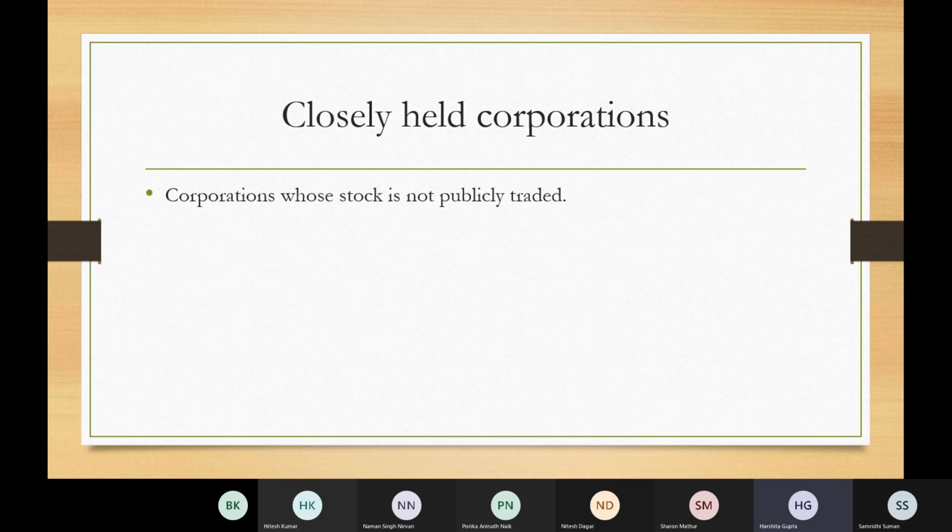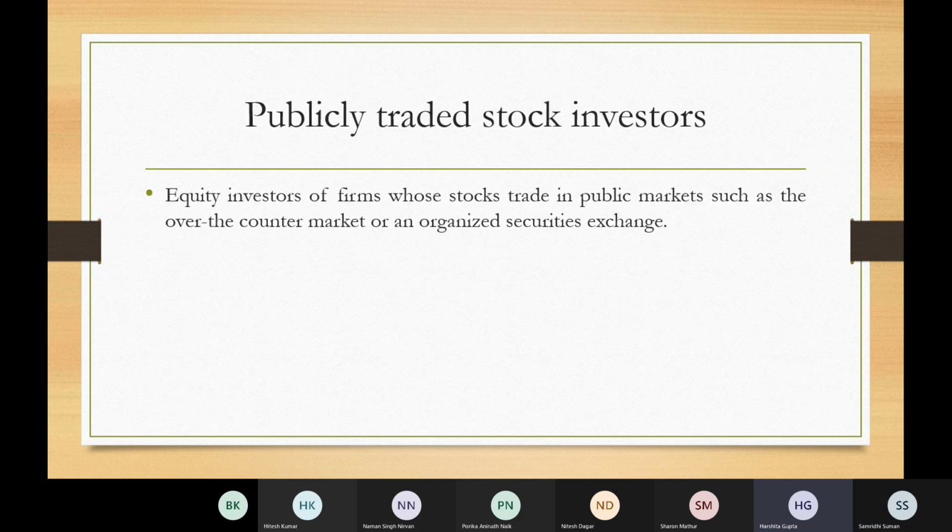So if Samriti ma'am and I have a company and we are holding it together, but our stocks are not publicly traded on any stock exchange or publicly available to purchase, those are closely held corporations. Ma'am, can you move forward? So publicly traded stock investors are those equity investors of a firm whose stocks trade in public markets, such as the over-the-counter markets or an organized securities exchange. So any company which is traded on maybe BSE or NSE, right, ma'am? Yes. Any company which is traded on that will have publicly traded stock investors.